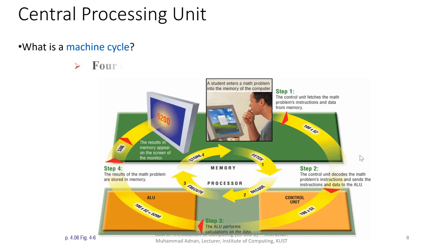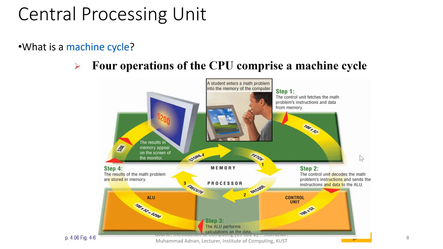A central processing unit actually executes a machine cycle. So what is a machine cycle? There are four basic operations of the CPU which comprise a machine cycle. In step number one, the control unit fetches the math problem instruction and data from the memory. The responsibility of the CU is to fetch the problem's instruction and associated data from the memory.